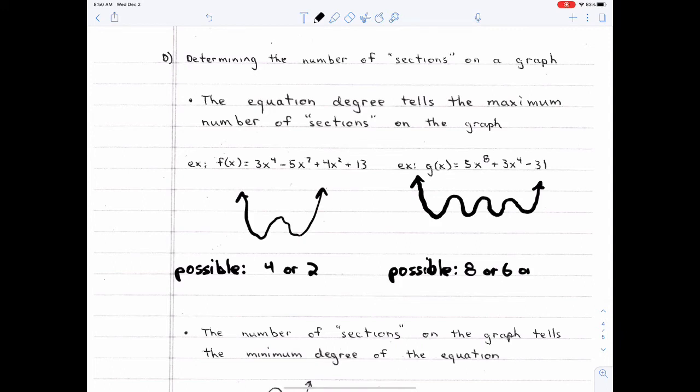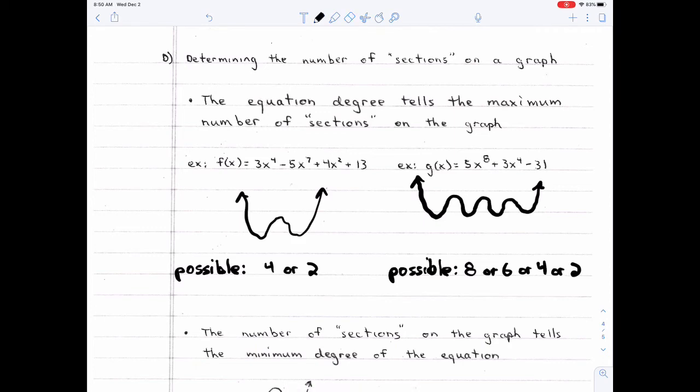There could be 4. There can't be 2 because this is not a parabola. Well, no, I guess there could be 2. Again, if it was the simplest case of y equals 5x to the 8th, that would actually just have 2. But you're probably not going to have to worry about that. Okay? But those are all the possibilities.